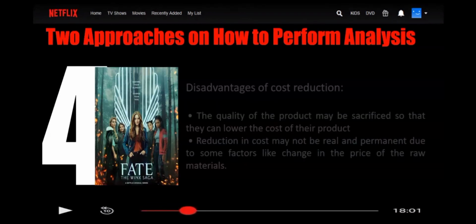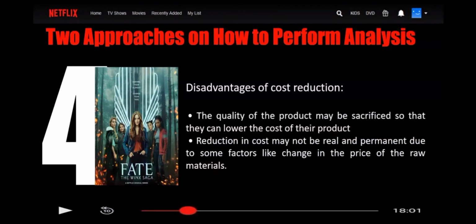But, on the other hand, there are also disadvantages. Like the quality of the product may be sacrificed so that they can lower the cost of their product. And it is also possible that reduction in cost may not be real and permanent due to some factors, like a change in the price of the raw materials.